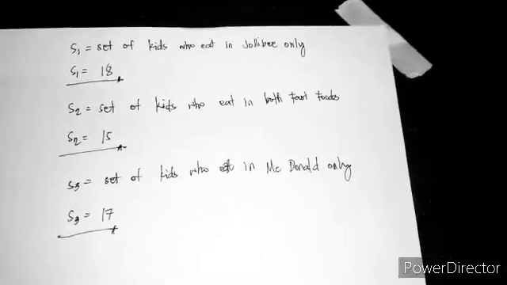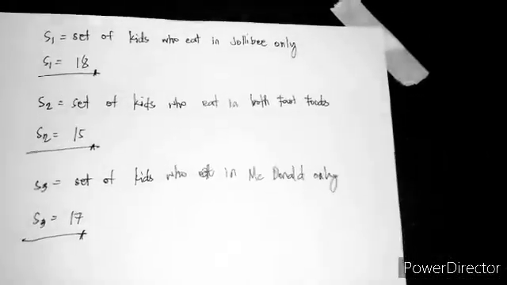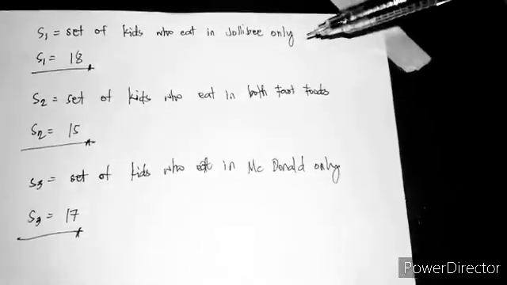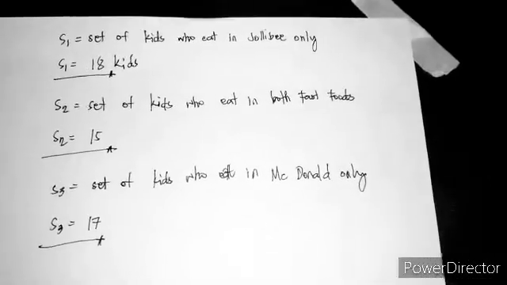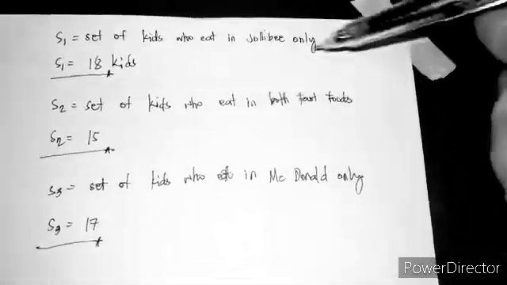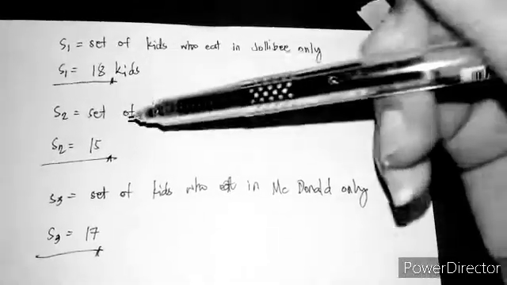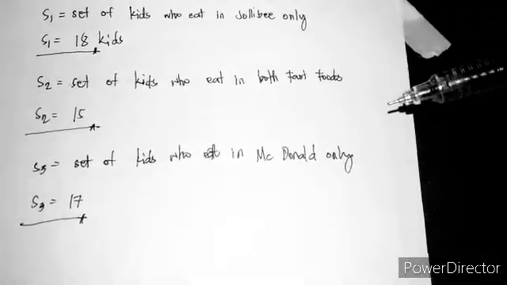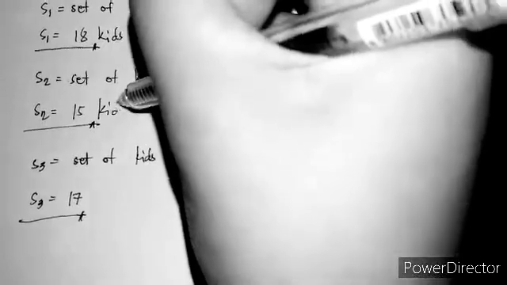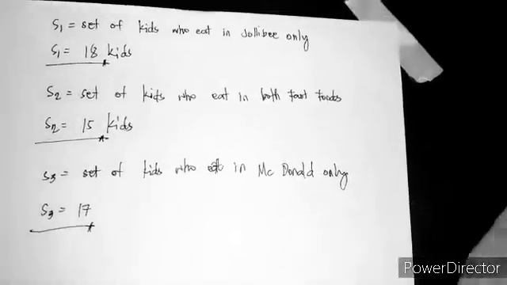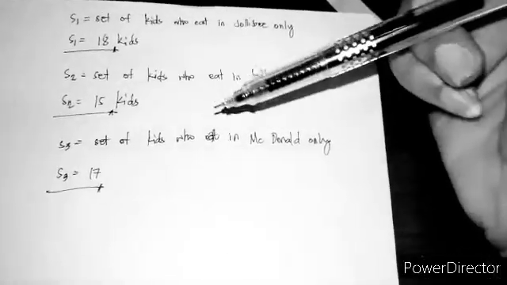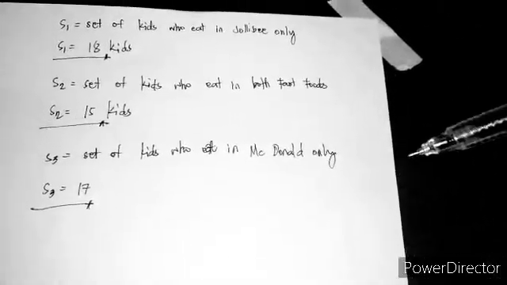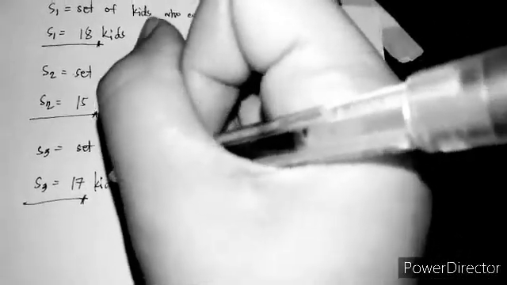And now, we already know the S1, S2, and S3. So our S1 is the set of kids who eat in Jollibee only. So we have 18 kids who ate in Jollibee only. And then our S2, the set of kids who eat in both fast foods. So we have 15 kids who ate in both Jollibee and McDonald's. Then our S3, we have the set of kids who eat in McDonald's only. So we have 17 kids.